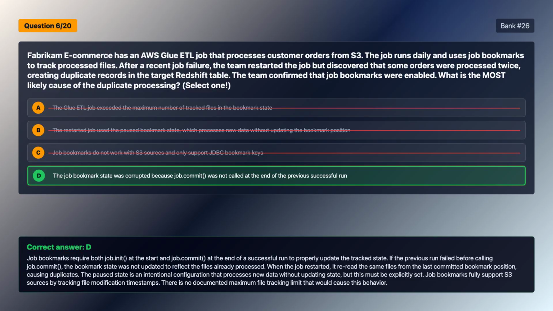The paused state is an intentional configuration that processes new data without updating state, but this must be explicitly set. Job bookmarks fully support S3 sources by tracking file modification timestamps. There is no documented maximum file tracking limit that would cause this behavior.